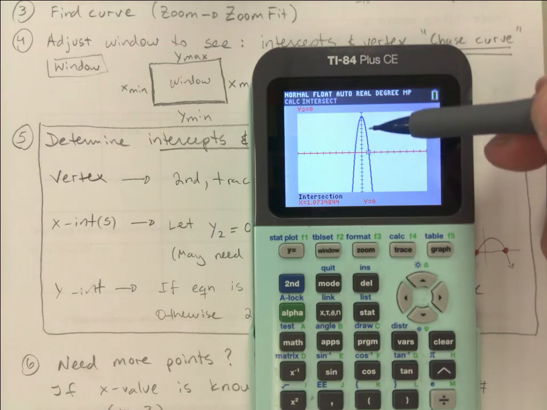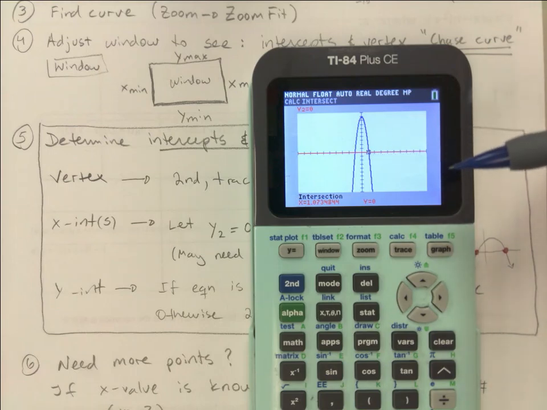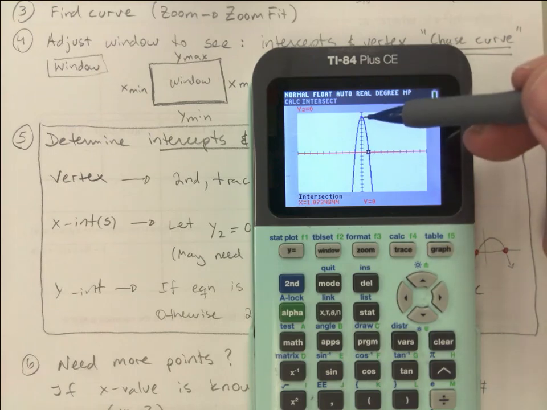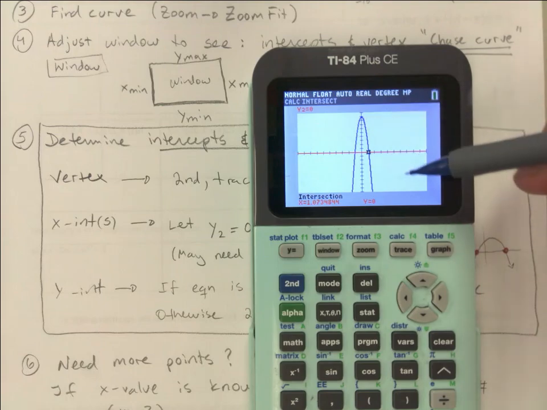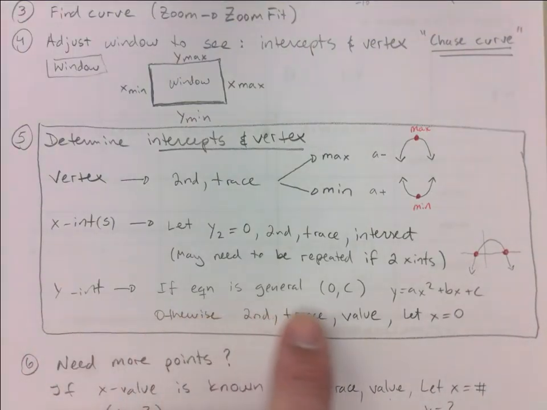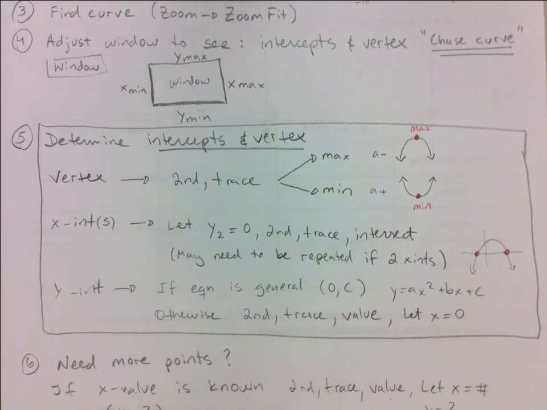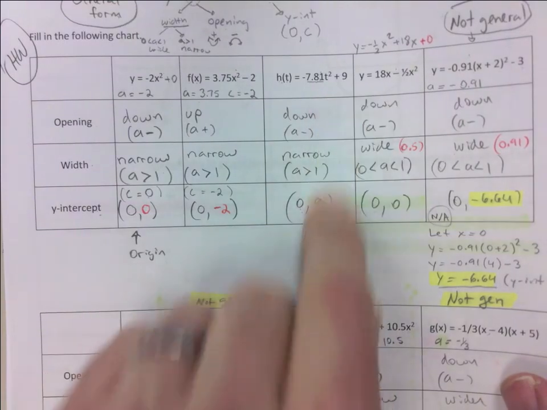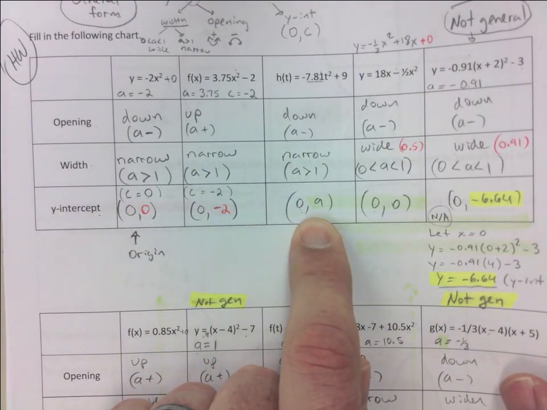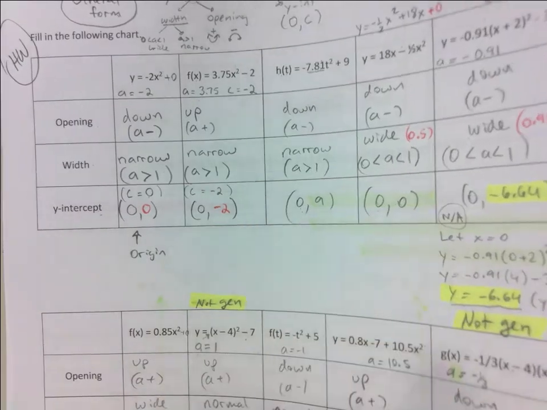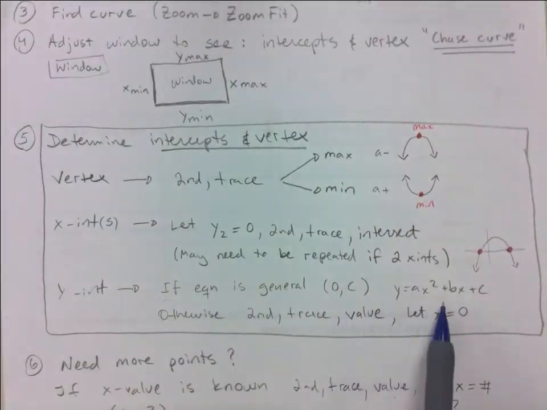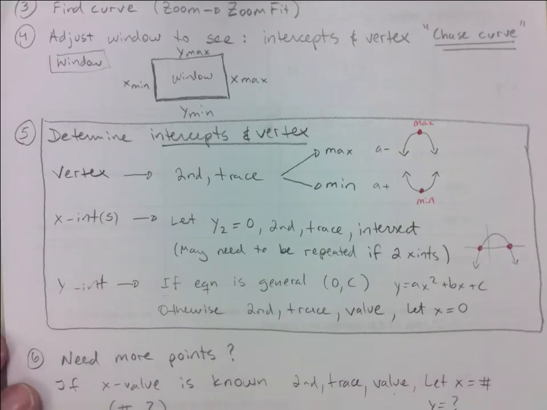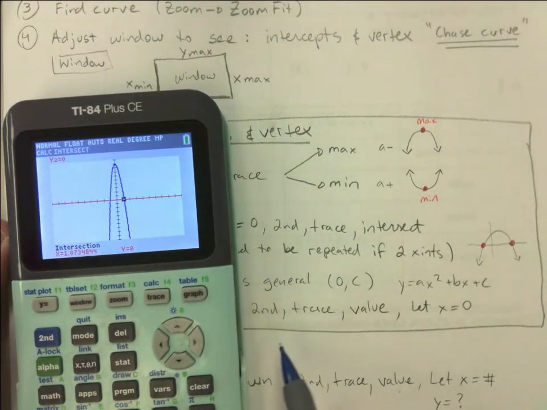Okay. So now we found the x-intercepts and the vertex, correct? What is left to be found? The y-intercept. Do we need to use our calculator for this one? Why not, Mr. Dixon? Because it's in general form, so I know it's 0, 9. But can you use your calculator to find it if you wanted to? Absolutely. Go try it. Let's all try it together.